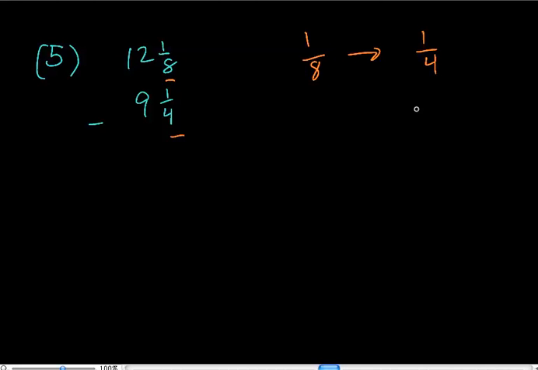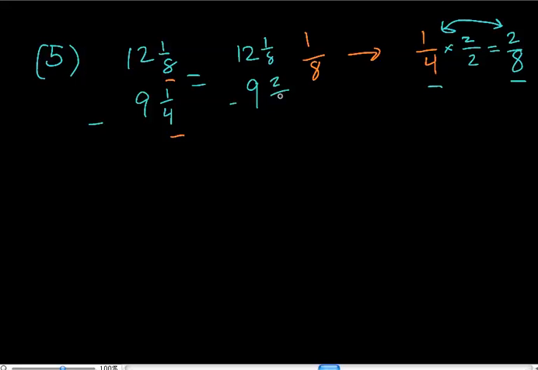Well, if I take a quarter and I multiply that quarter by 2 over 2, look what happens. 1/4 becomes 2/8. These are equivalent fractions. These are the same thing. 1/4 is 2/8. It's no different. So then our new problem becomes 12 and an eighth minus 9 and 2/8.